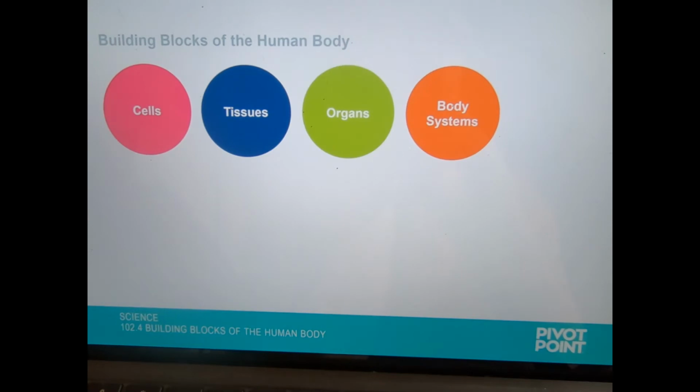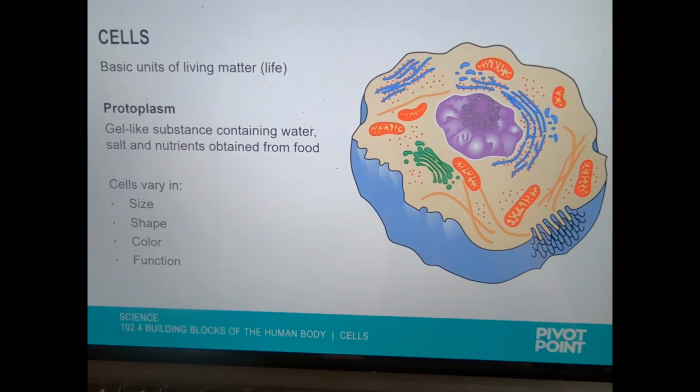Okay, and again, like I said at the beginning, we start with cells. We build on that to create tissues. We build on that for organs and build on that for body systems. So let's talk a little bit about the cell. Okay, it's the basic unit of living matter. And inside of the cell is protoplasm, which is a gel-like substance that contains water, salt, and nutrients that are obtained from food when we eat. Cells can vary in their size, shape, color, and function.